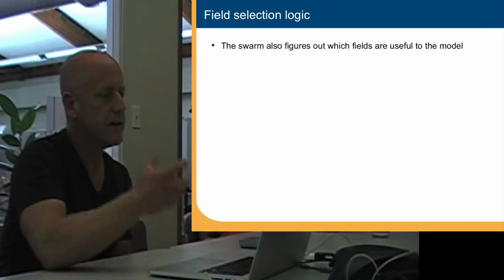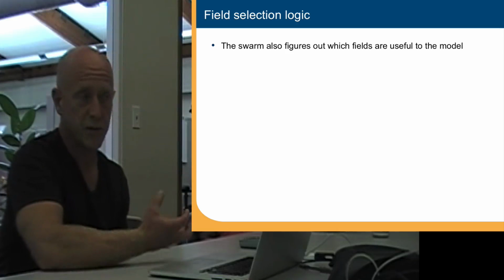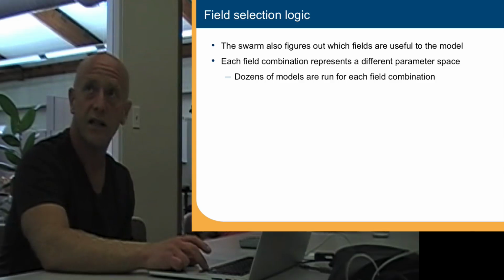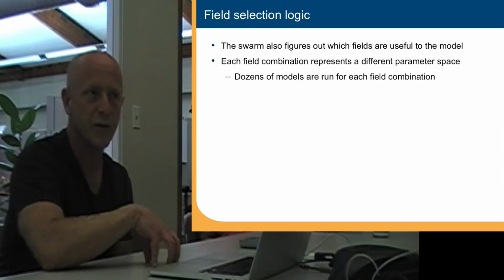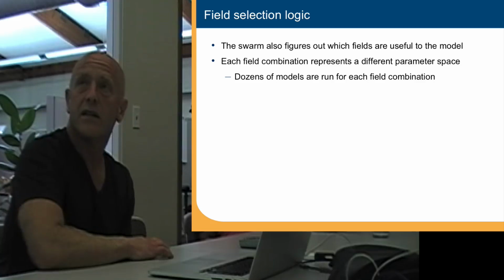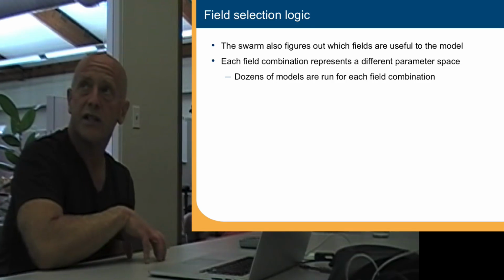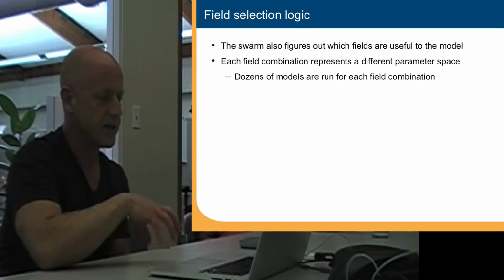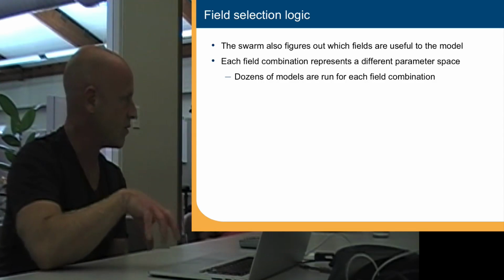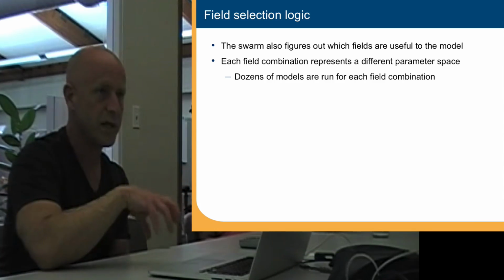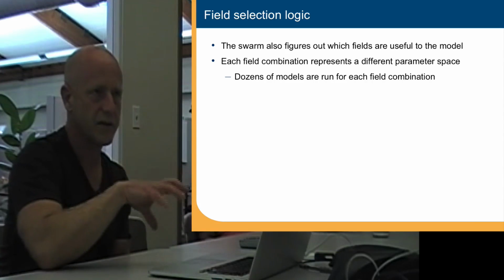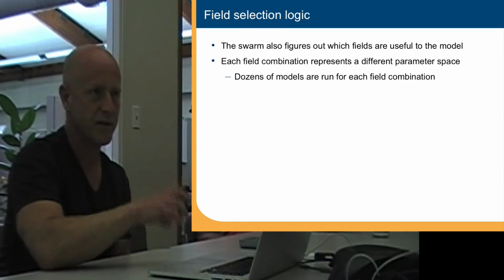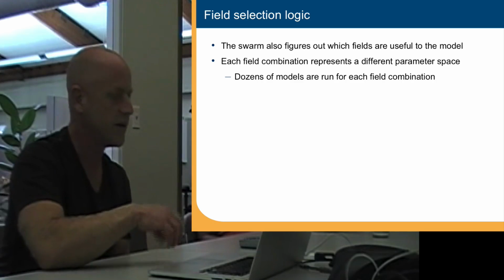Okay, so now the other component that swarming has to figure out is which fields to feed into the model. And this is another set of logic, separate from scalar and enumerated parameters. So each field combination is basically a different parameter space. And so what happens is, when I showed the PSO, we're running a bunch of particles and figuring out where they find the local minimum. We run a whole set of models in a PSO for each field combination. So there's dozens of models run for each possible field combination that we evaluate.